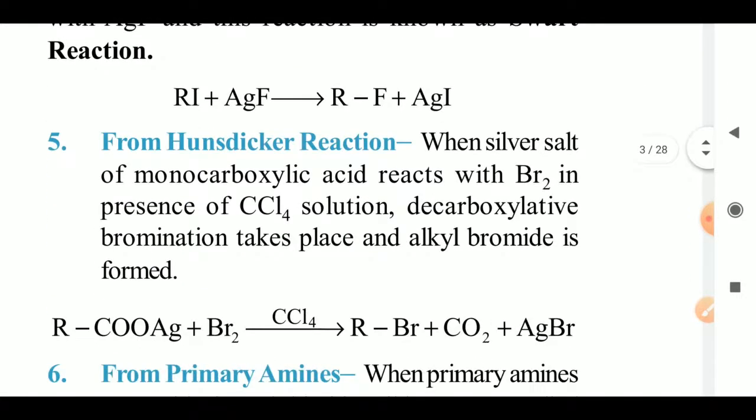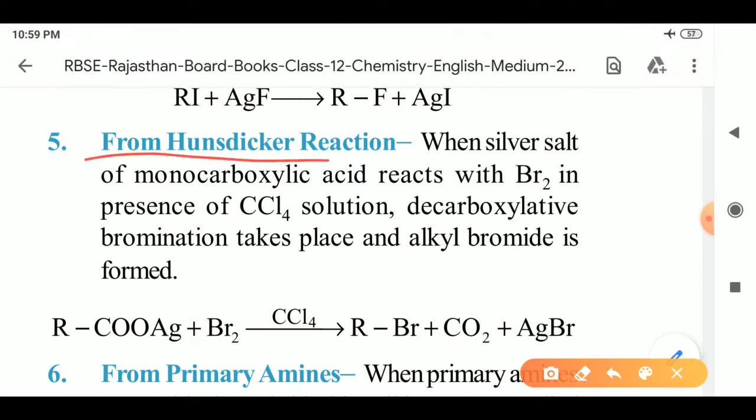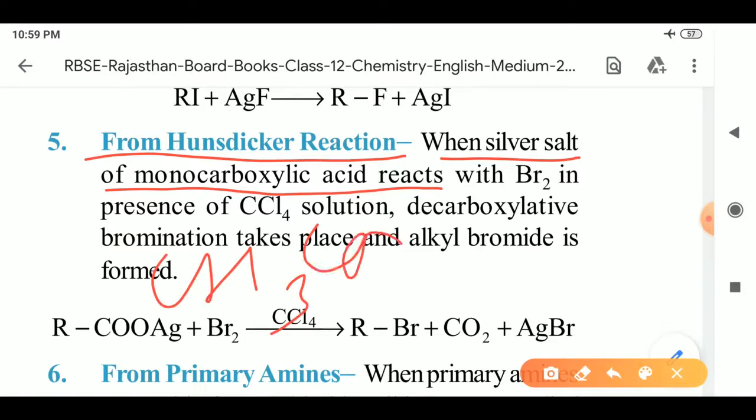Next one is again a name reaction, known as the Hunsdiecker reaction. That is a name reaction, Hunsdiecker reaction. What about the Hunsdiecker reaction? When the silver salt of a monocarboxylic acid, what do you mean by monocarboxylic acid? CH3COOH is acetic acid.